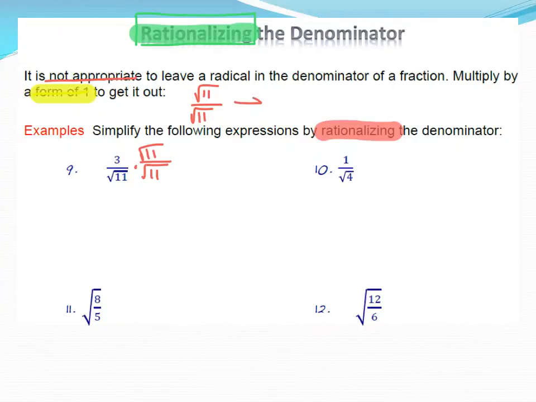Think about this. Use our quotient rule. This is radical 11 over 11. Well, what's 11 divided by 11 inside? 11 divided by 11 is 1. So I'm going to get radical 1. And what's the square root of 1? It's 1. So what I'm doing is I'm technically multiplying by 1.